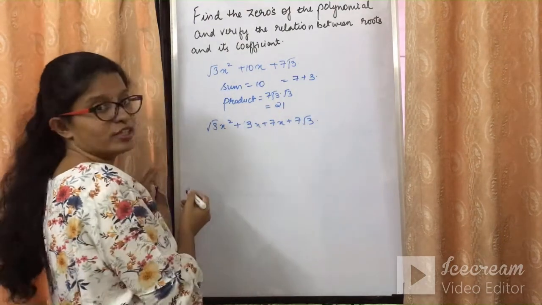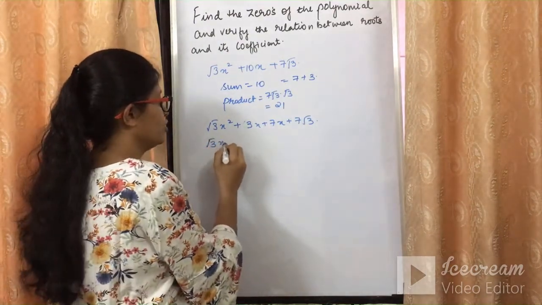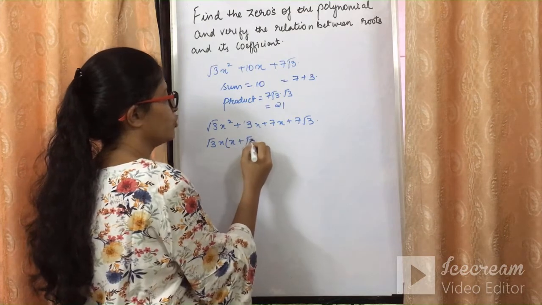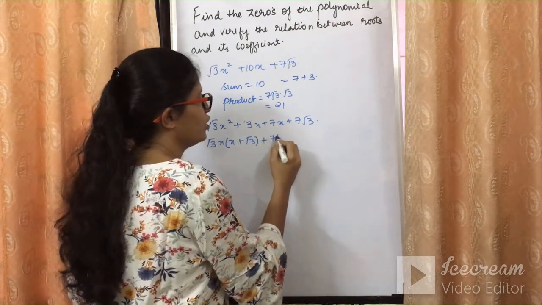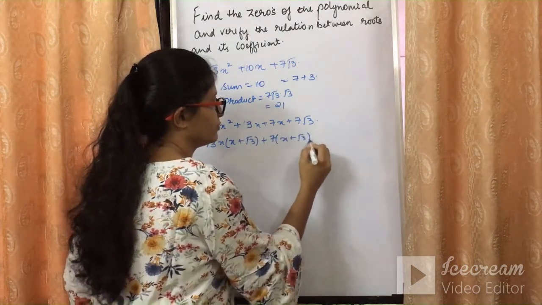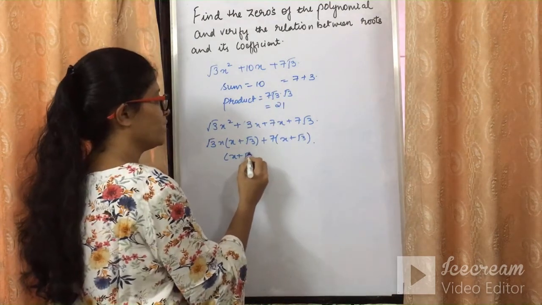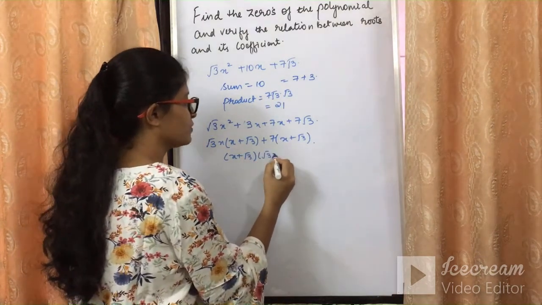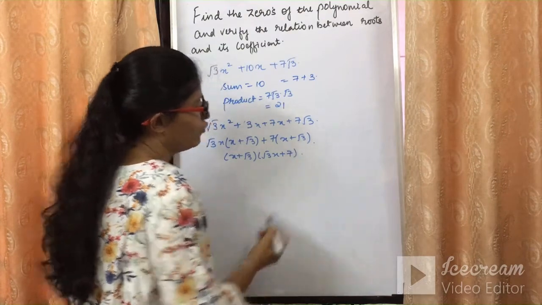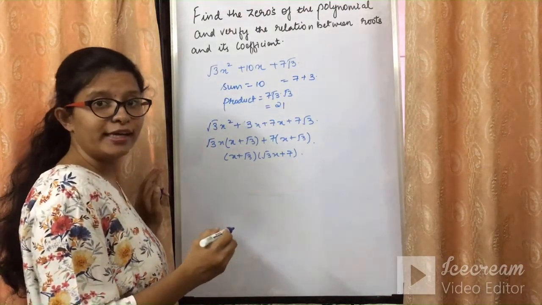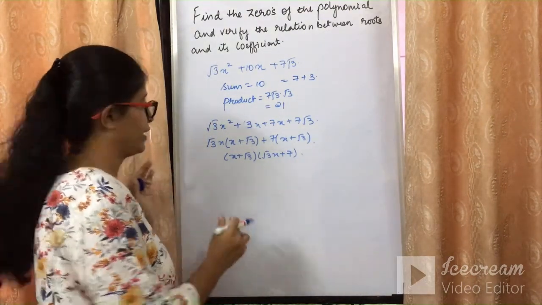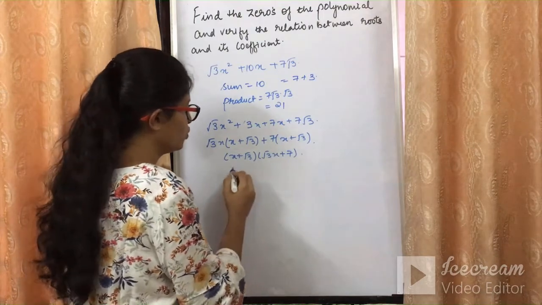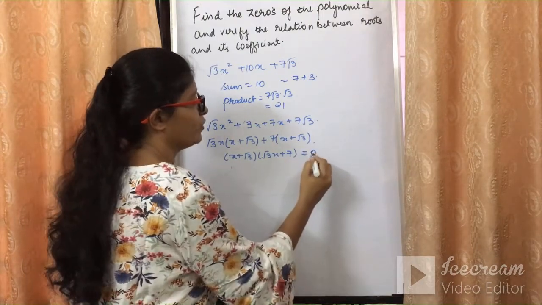If you take out root 3x common from here, you will get x plus root 3 plus, you can take out 7 common, you will get x plus root 3. So you can write it down, x plus root 3 into root 3x plus 7. I am going little fast because quadratic equation में हम लोग ये सब चीजें कर चुके हैं. So what is the root 3x plus root 3? This will be equal to 0.